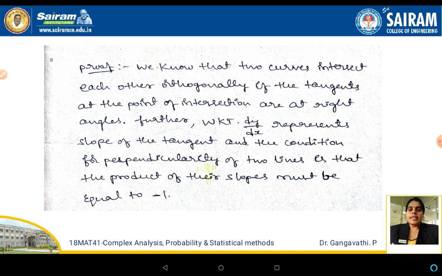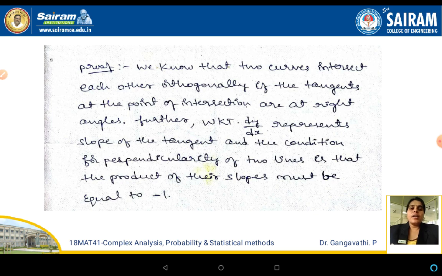So let us prove the result. We know that two curves intersect each other orthogonally if the tangents at the point of intersection are at right angles. So when do we say two curves intersect orthogonally? Whatever we do with respect to a curve is mainly with respect to the tangent drawn to the curve. So we have considered u and v as families of curves, and there are tangents drawn to both the curves, and these tangents intersect orthogonally. The angle between those two tangents must be 90 degrees.